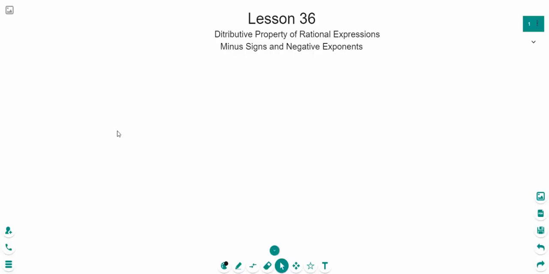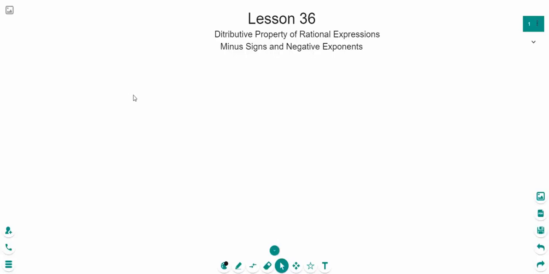So today we'll be talking about the distributive property of rational expressions, and then we'll be reviewing some concepts of minus signs and negative exponents. All right, so the first thing, distributive property of rational expressions, sounds complicated, but it's really not. This should be a pretty easy lesson today.